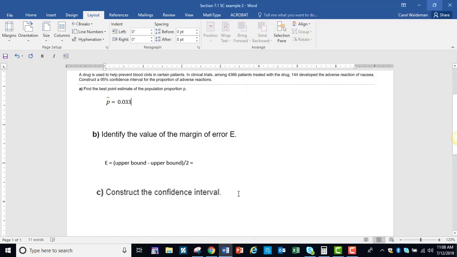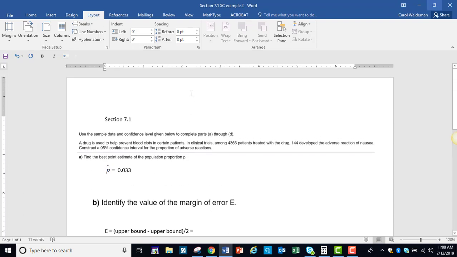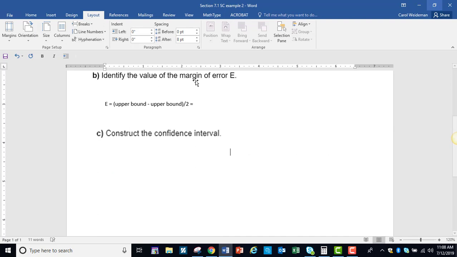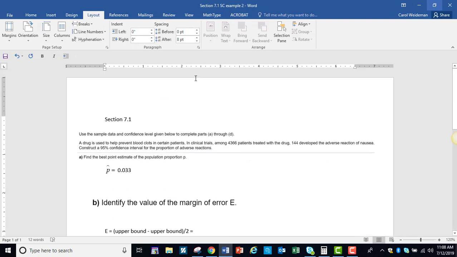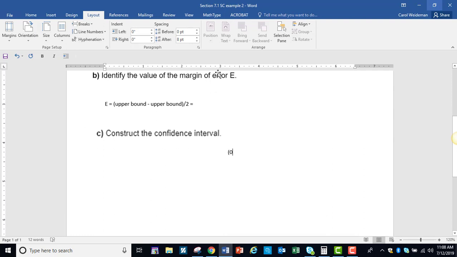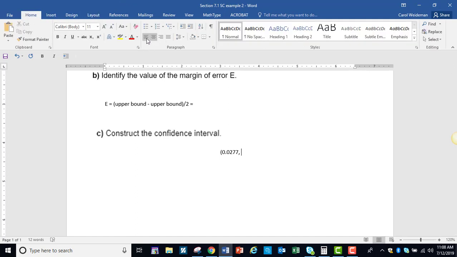So I'm going to go ahead and type that down here. Oh, I know, it's on center, so I couldn't figure out why it was in the middle of the screen. There we go. And then it went up to 0.0383. So there's the confidence interval that I'm actually going to enter in the answer for part C.